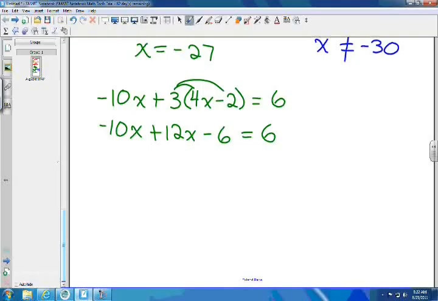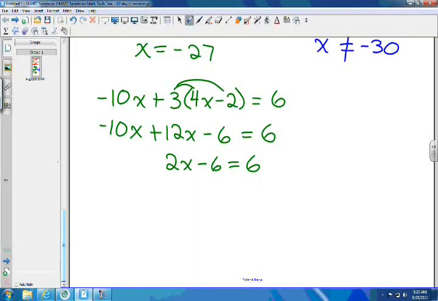So we've done one step. So we still look over there. Is the left side simplified? No. We can put these two together. Negative 10 plus 12 would be what? 2x minus 6 equals 6. Now, can we do anything to this? No. So now you need to move things over.